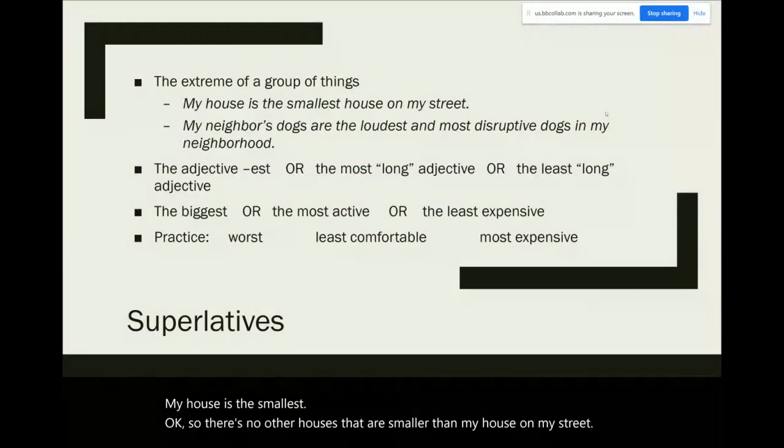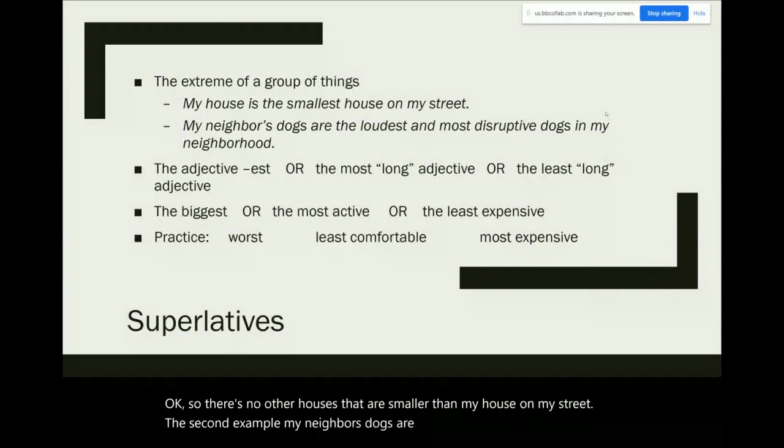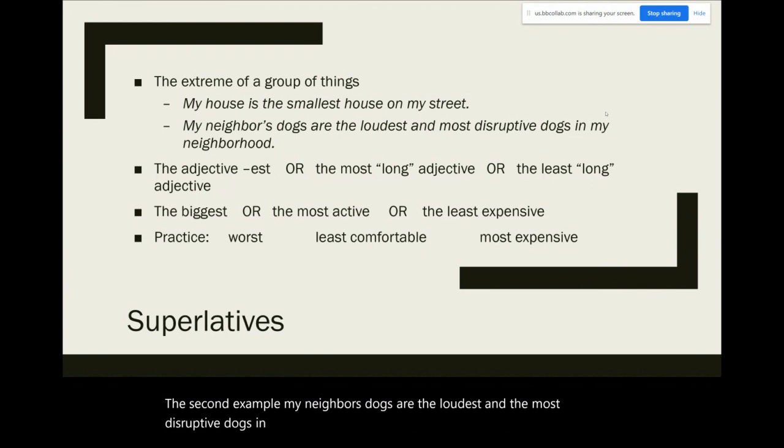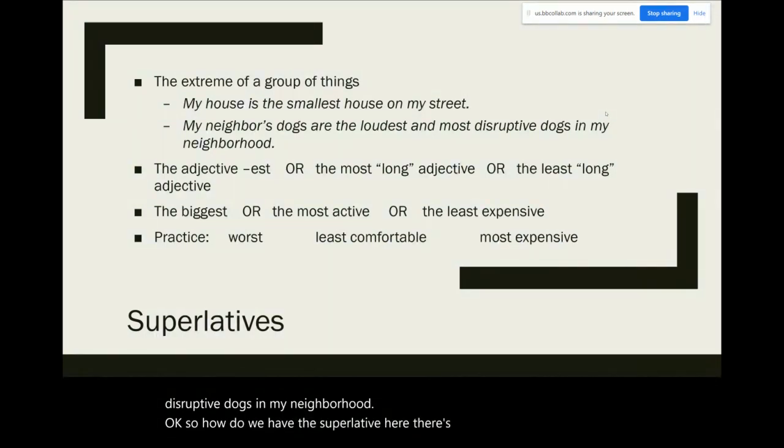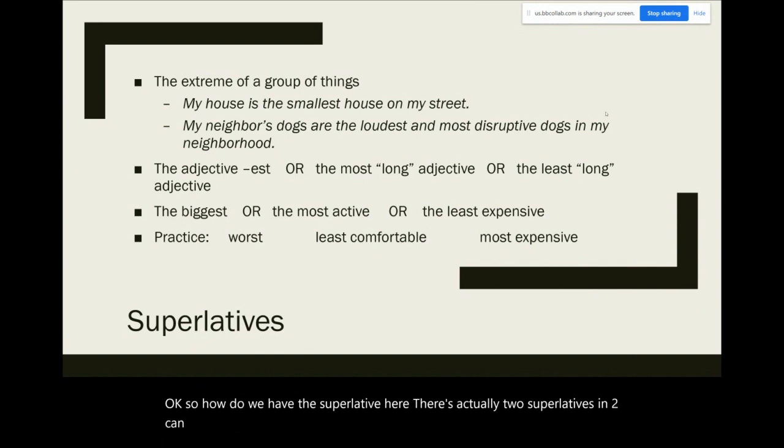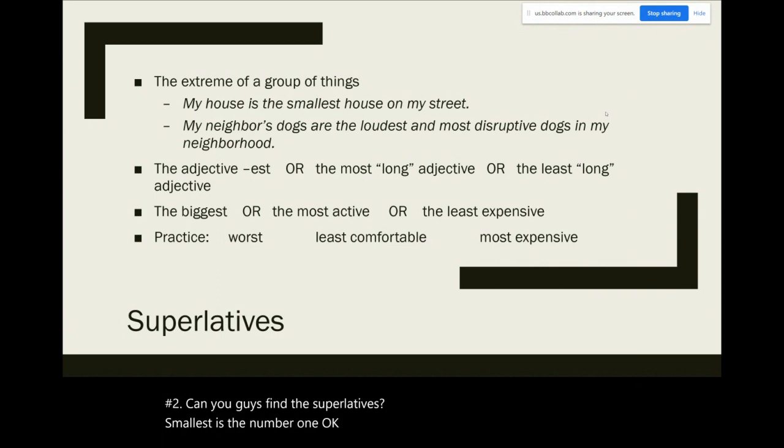The second example: my neighbor's dogs are the loudest and the most disruptive dogs in my neighborhood. Okay, so how do we have a superlative here? There's actually 2 superlatives in number 2. Can you guys find the superlatives? Smallest. Smallest is in number 1. Okay, what about number 2, the second example? Loudest. The loudest. Okay, do I have another one?